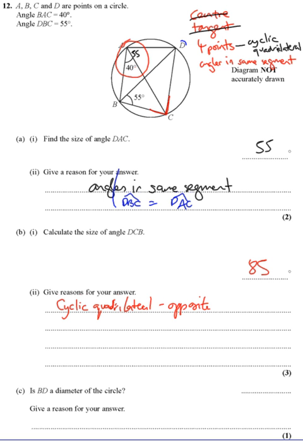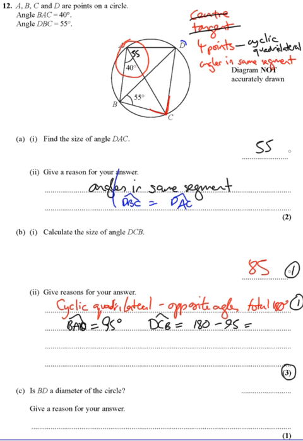Opposite angles total 180. Now that reason gets you 1 mark. The angle gets you 1 mark. But you'll notice it's a 3-mark question, so it actually wants you to justify it very slightly. You could just say BAD, the angle, equals 95 degrees. So DCB equals 180 minus 95 equals 85 degrees. And there's your 3 marks.